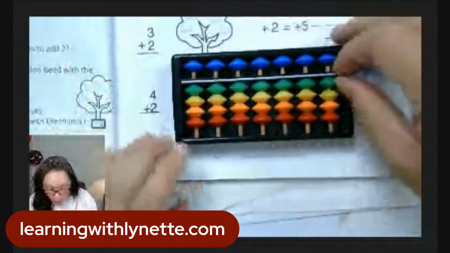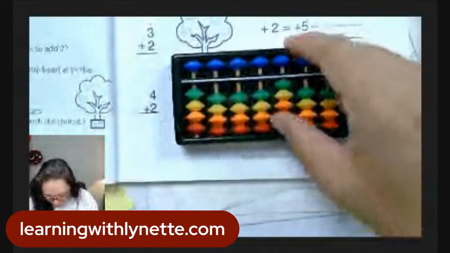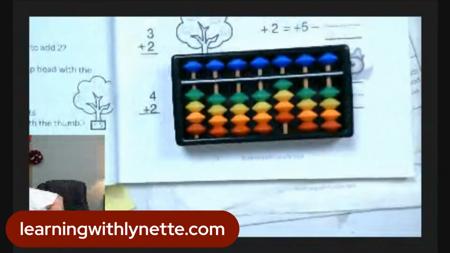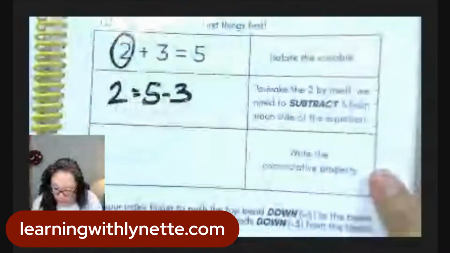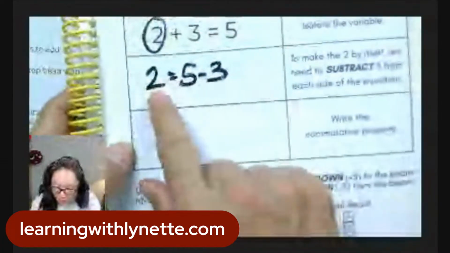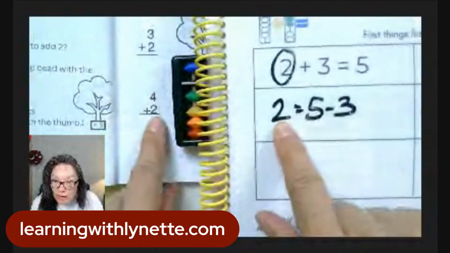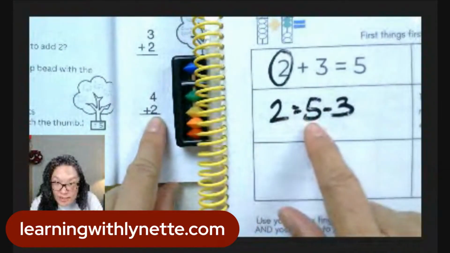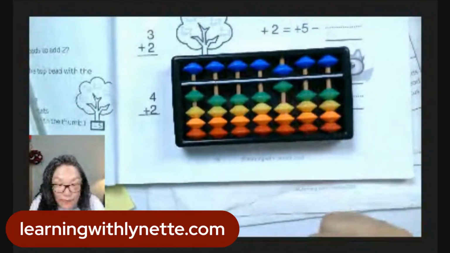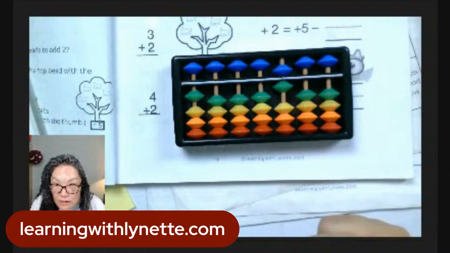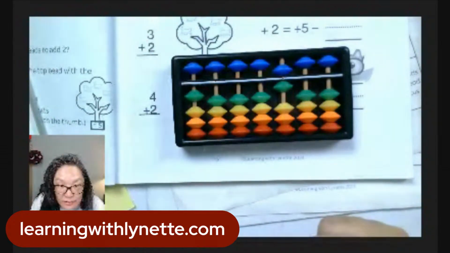So we can do it again for the 2, right? So if I have 4 on my abacus, I don't have enough beads to add the 2. So if I want to add the 2, I need to plus the 5 minus the 3. So my final answer is 6. Yes, thank you, Marvin.